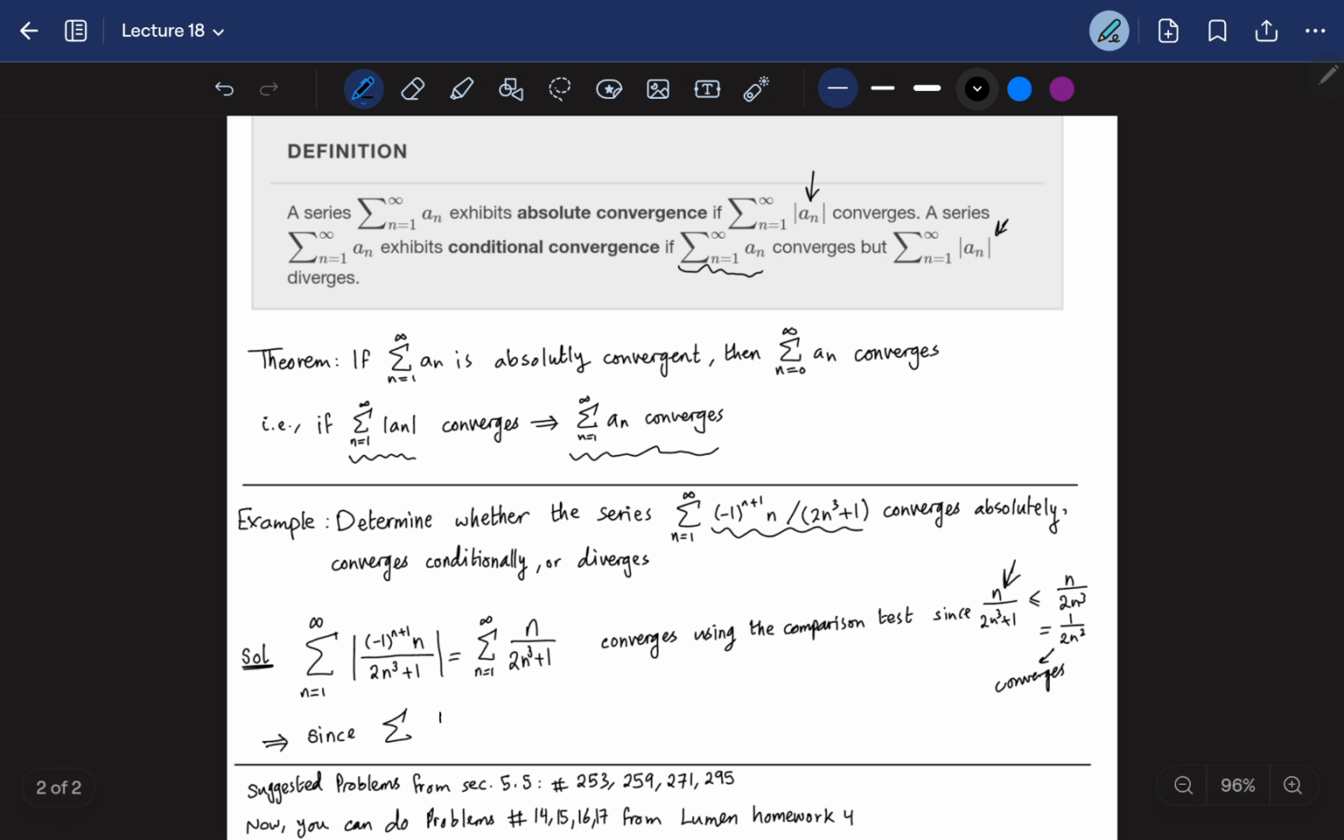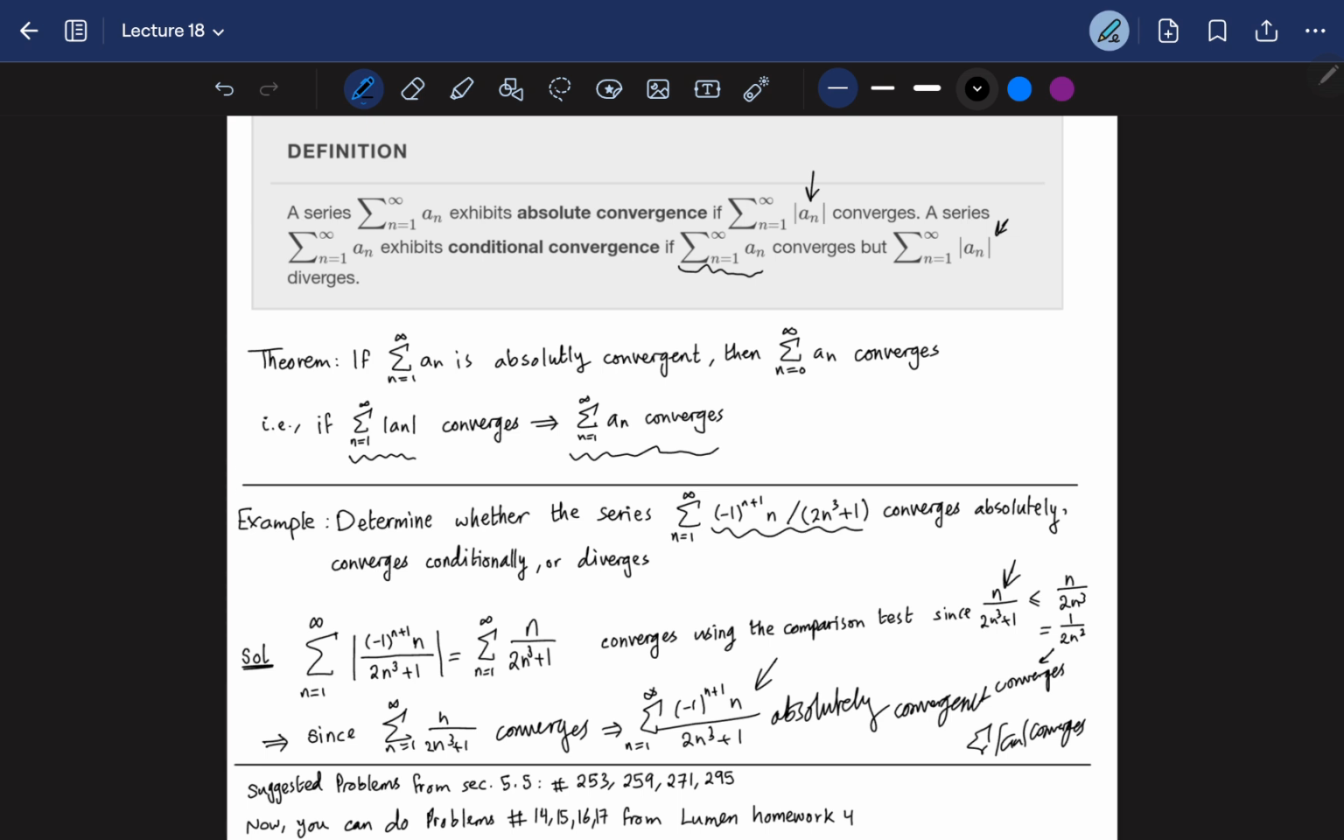Now since this converges using the comparison test, my original series is absolutely convergent. Because the summation of the absolute value of a_n converges, then it's absolutely convergent, which means that this converges regularly.